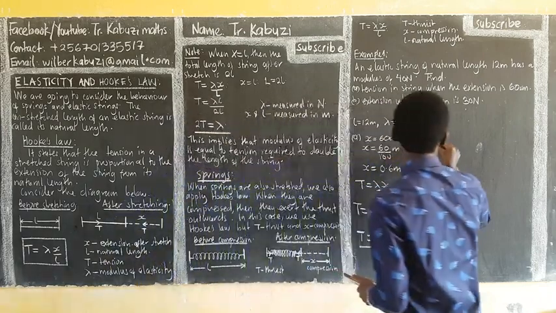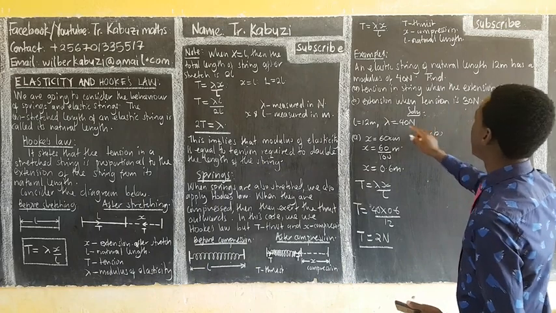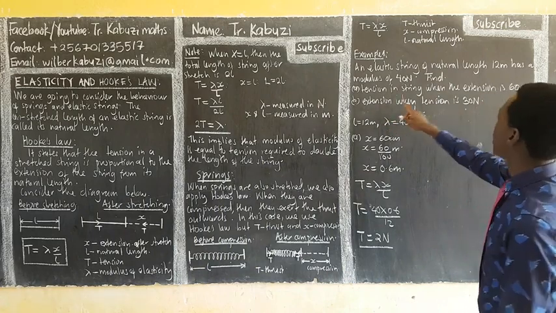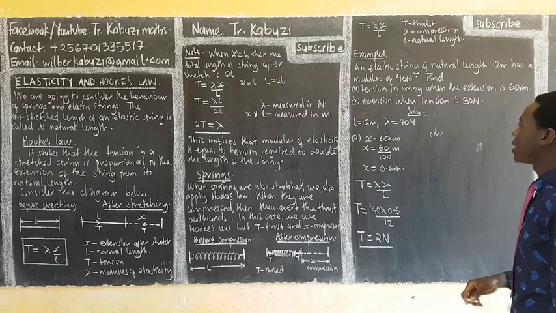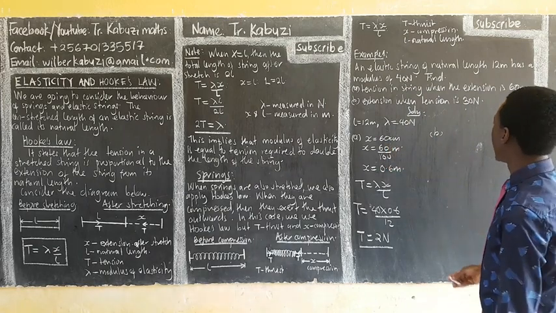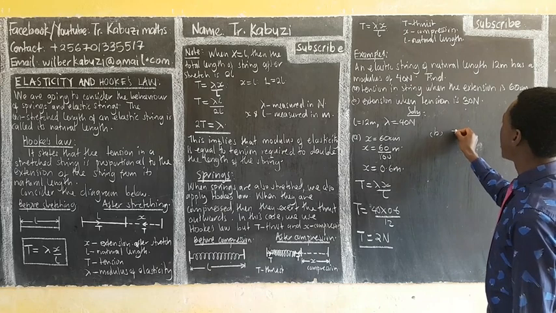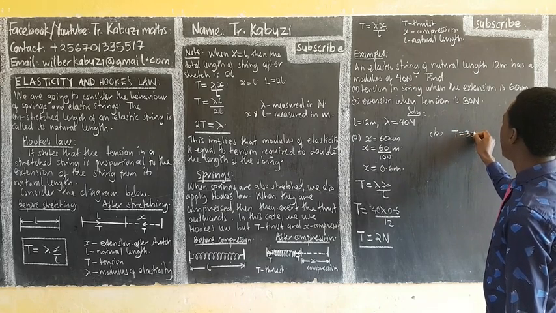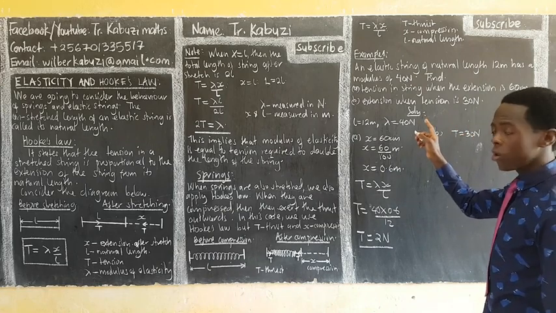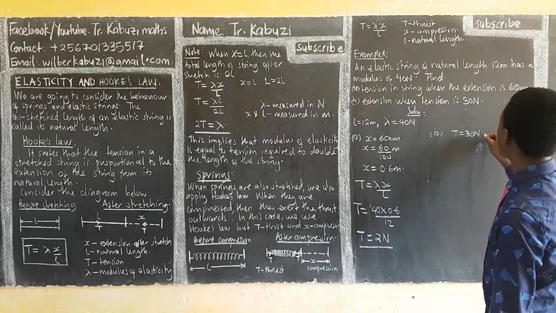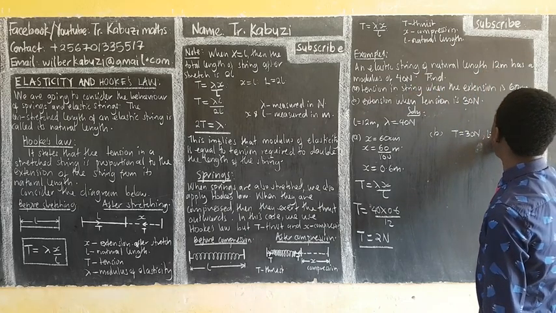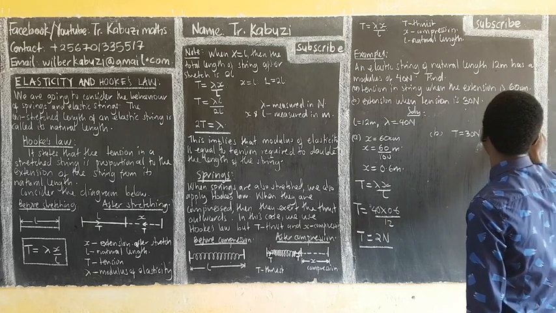Now to part B. In part B they are saying find the extension when the tension is 30 newtons. So they want us to get X now. They are giving us the tension as 30 newtons. Remember, it's the same string, meaning this is going to remain the same, and this is going to remain the same. So L is 12 meters and our lambda is still 40 newtons.